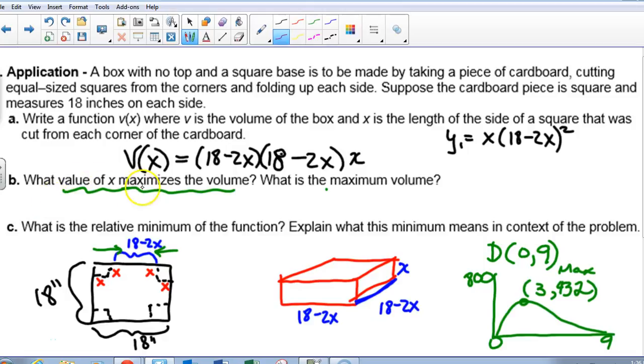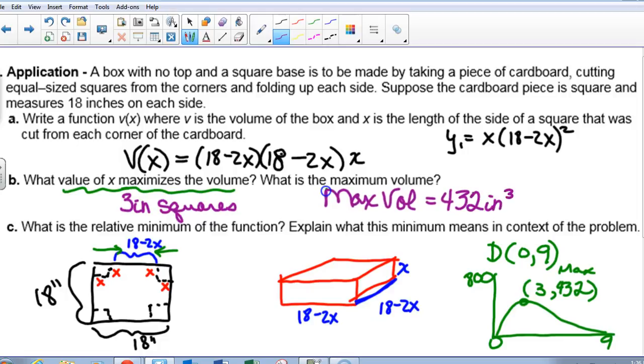So what value of x maximizes the volume? We should cut what? 3-inch squares will maximize the volume. Maximum volume will be what? 432 cubic inches. All right. I'm not going to worry about part C. The relative minimum basically would be 0 if we already talked about the domain.